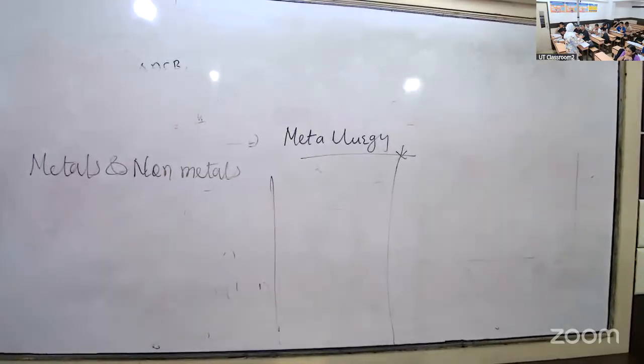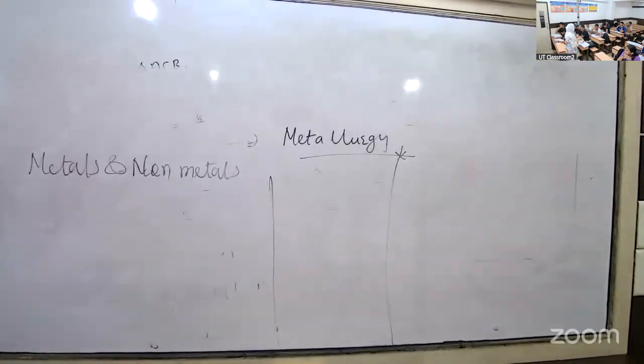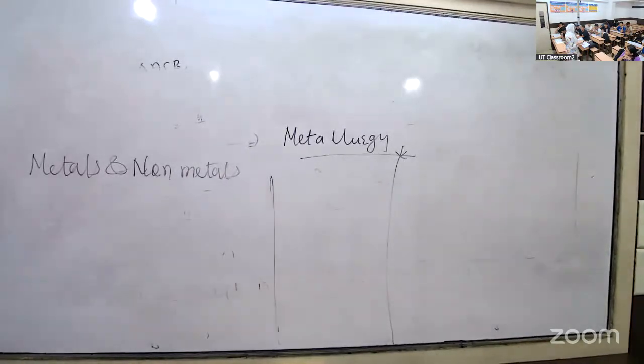When we are saying metal, the most important property of metal is that they are electropositive. Metal ions are electropositive, and how do they become electropositive? By gain or loss? By loss of electron. It is not gain, it is loss of electron.